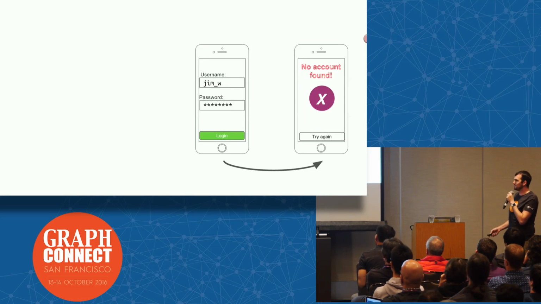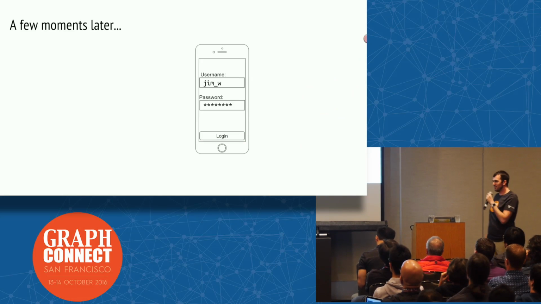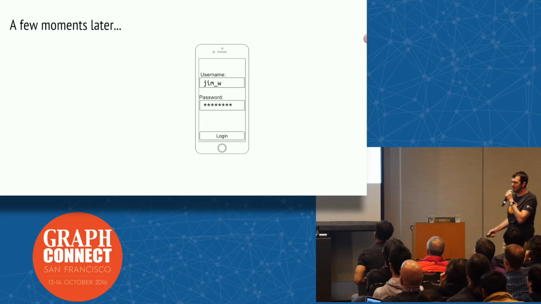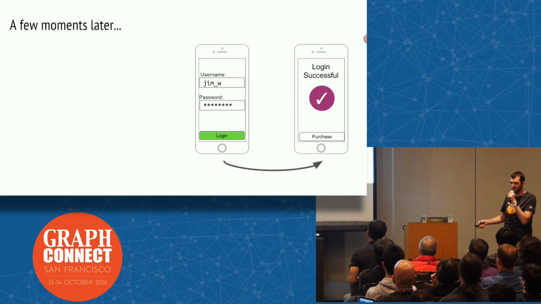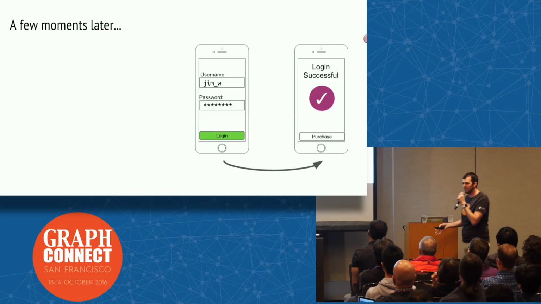Well, does anyone ever see these kind of glitches? It's kind of like glitches in the network. Yeah, it happens, right? Because a few seconds later, I'll just keep hitting the login button because I'm not crazy. I know I just created the account, and eventually it'll work.